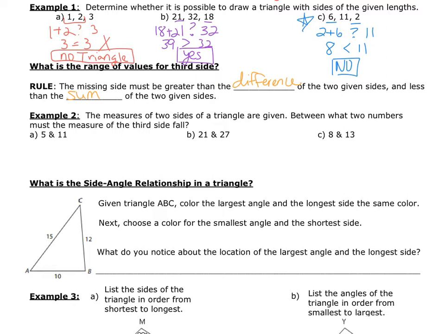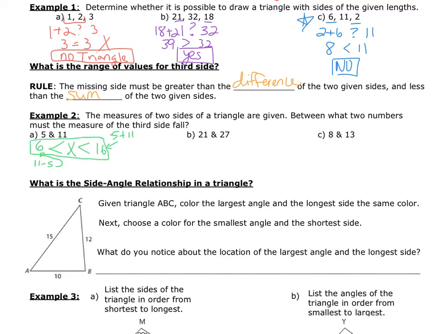So the two sides we have are 5 and 11, and given those, what's the value of our third side? What is it going to fall between? We're going to write this as an inequality. Our third side we'll call x, and it has to be less than a certain number and greater than a certain number. When we add them, 5 plus 11, we get 16, and that's the large end. If we subtract the two numbers, we get 6. So our range is between 6 and 16.